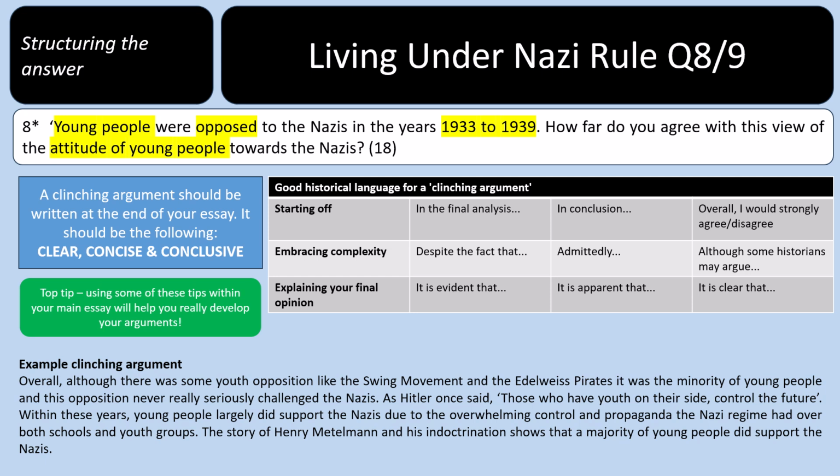The story of Henry Mettelmann and his indoctrination shows that the majority of young people did support the Nazis. And in fact, Henry Mettelmann's story is a really good case study when looking at the idea of young people opposing the Nazis in the years 1933 to 1939. And maybe check out that BBC History File video on that, really good for revision.